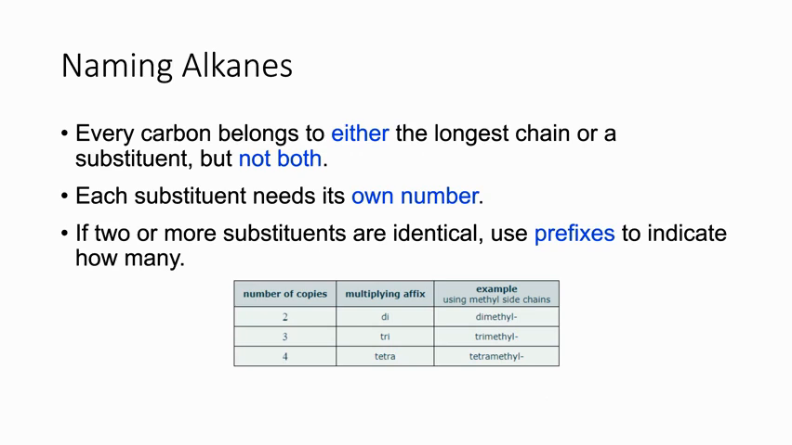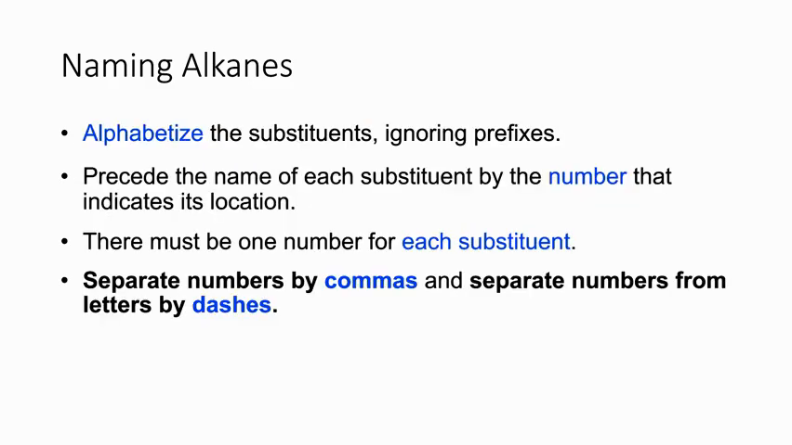I think we've talked about this already. Each substituent needs its own number. Even if we have two at the same spot, we have to say 2, 2 to show that there are two of that same group at the same spot, or 4, 4. If we have two groups at the 2 position, we'll have to say di. Or if we have 3 groups at the 4 position, we'll have to say tri. I think if we go over some examples, it'll make more sense.